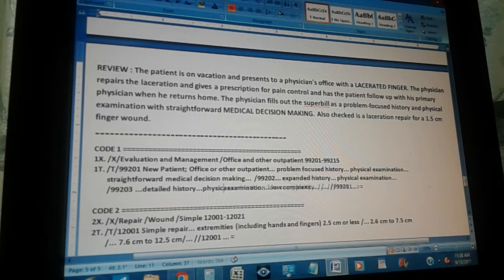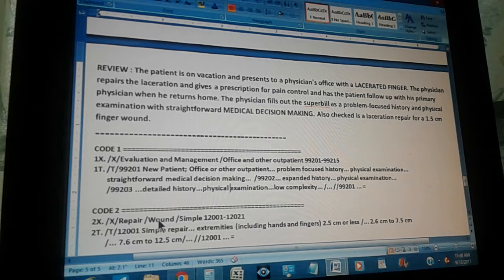Now, that's the code for the visit, the type of visit. But now something was done to the patient, the procedure. So we have to code the procedure too. The second code for the procedure is found through the index like this. First you go to the index. Then you go to repair. The doctor did a repair. A repair of the what? You go to wound. Of the laceration, right?